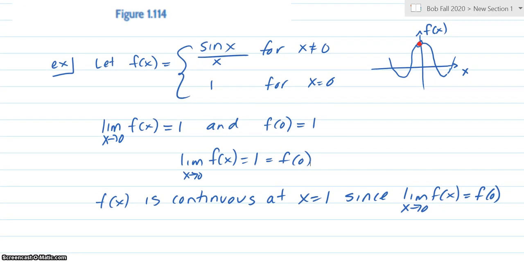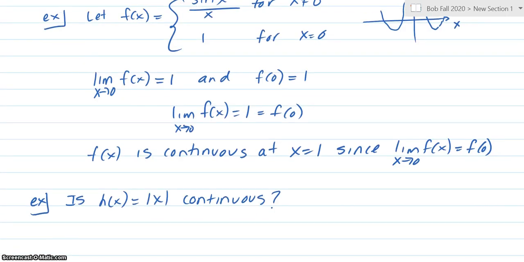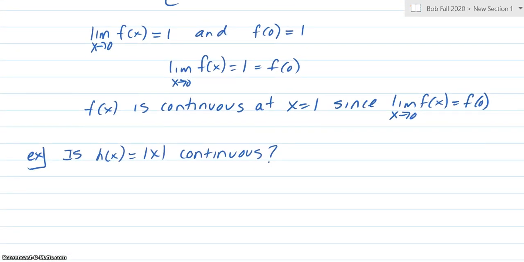Actually, it's continuous for all values of x on the interval, because obviously that's the only problem point. All the other points, the limit will definitely equal the value of the function. So it turns out that it's continuous everywhere. So let's look at the absolute value of x. Is that continuous? If you remember, the absolute value of x is defined as a piecewise function.